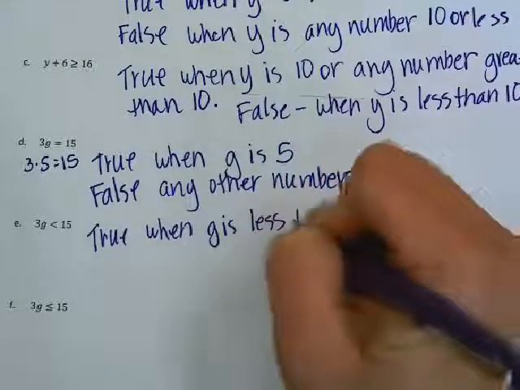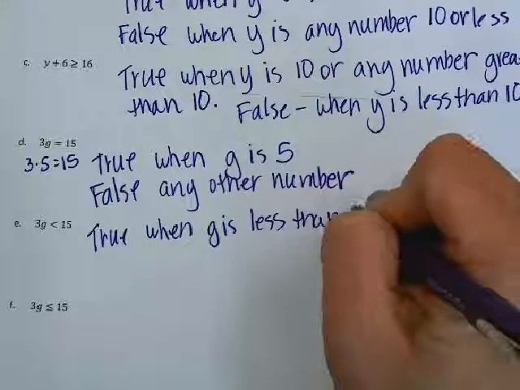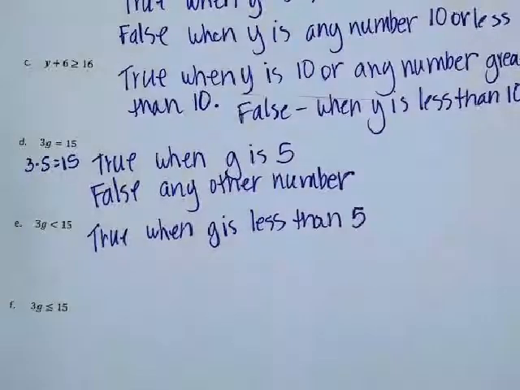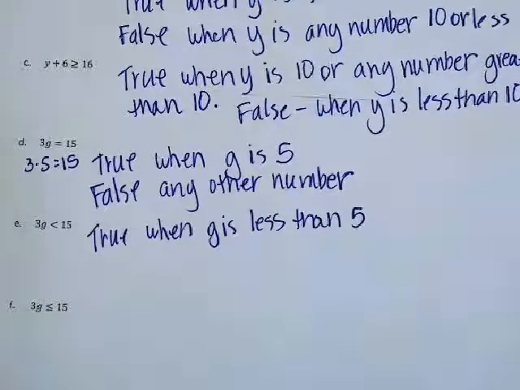less than 5. Now remember, we don't want to say 4 or less because it could even be a decimal. So we just want to say true when G is less than 5, any number less than 5.